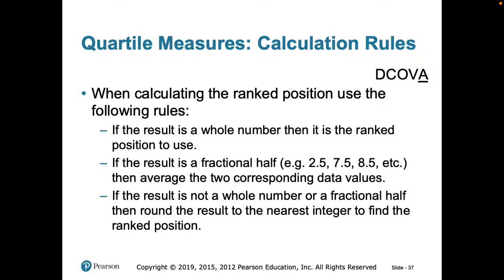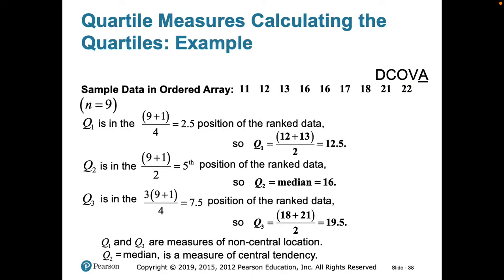Let's look at an example to make sense of this. So here is your data, and then you rank it in order from lowest to highest. So you have 11, 12, 13, two 16s, 17, 18, 21, and 22. In this case, 9 is the number of observations that we have. So to calculate the first quartile, you take n plus 1, that will give you 10. You divide that by 4, and then you get 2.5 positions of the ranked data.